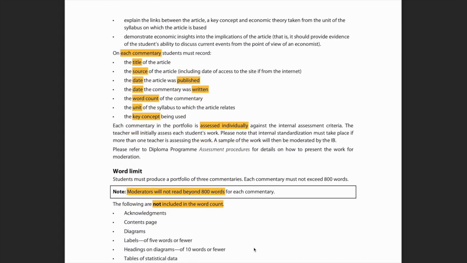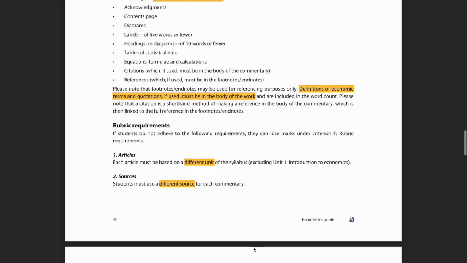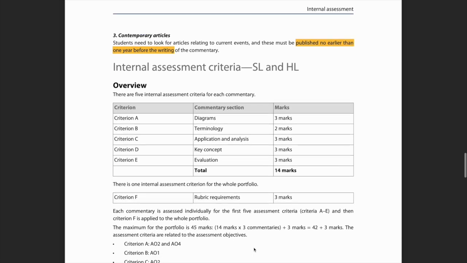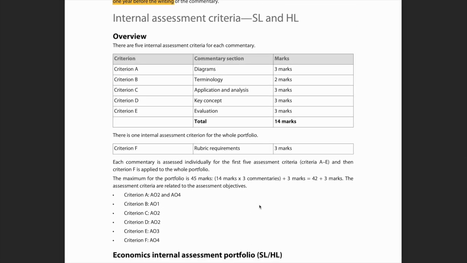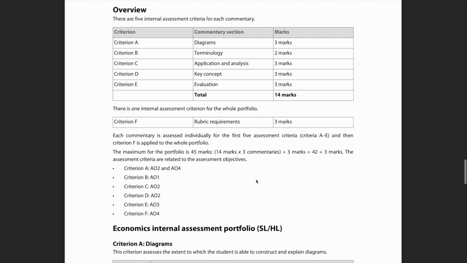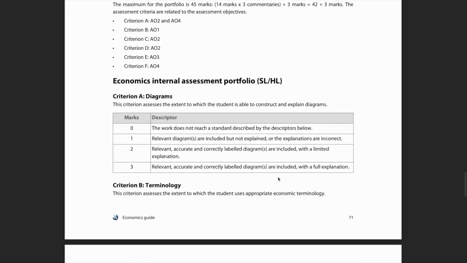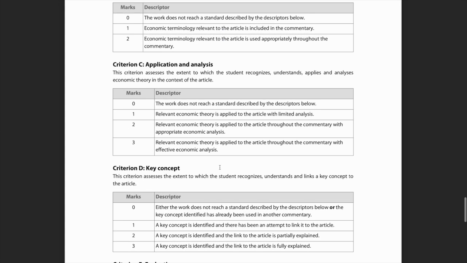Well, that's it for this video. In the next video, I will go through the last part of the IA guide, which is the criteria. I will go through what each descriptor means for each criterion, and how you can reach the highest band of each criterion. I will also go through how to select suitable articles for each commentary and which key concept to use for each unit, and what topics to use for each commentary, and more.